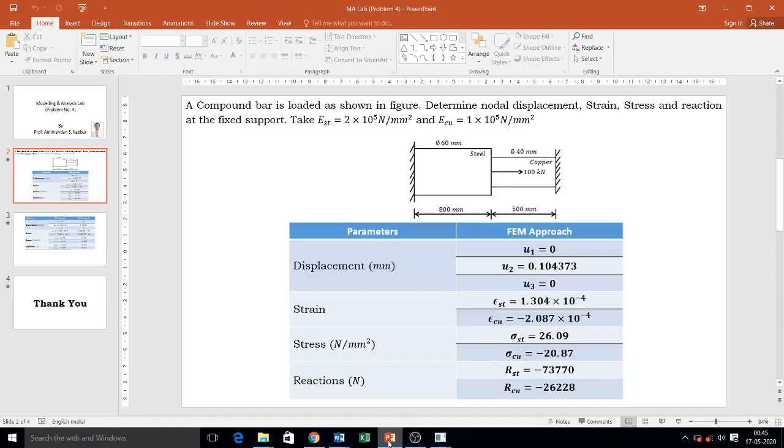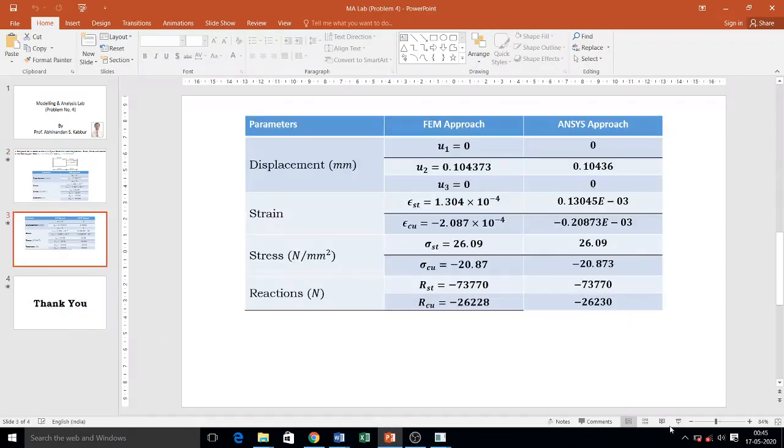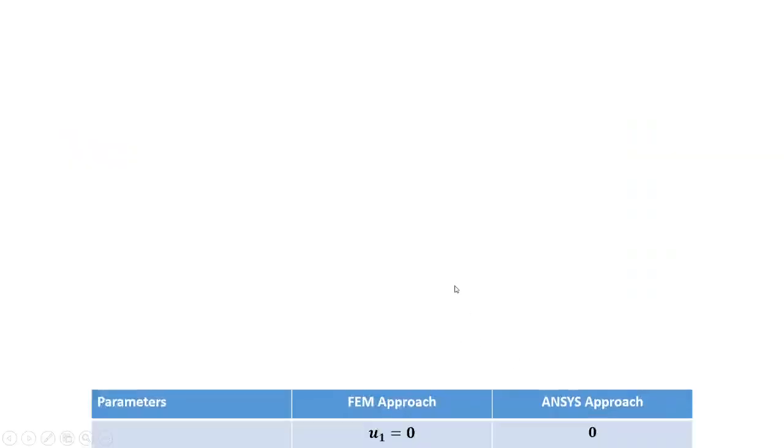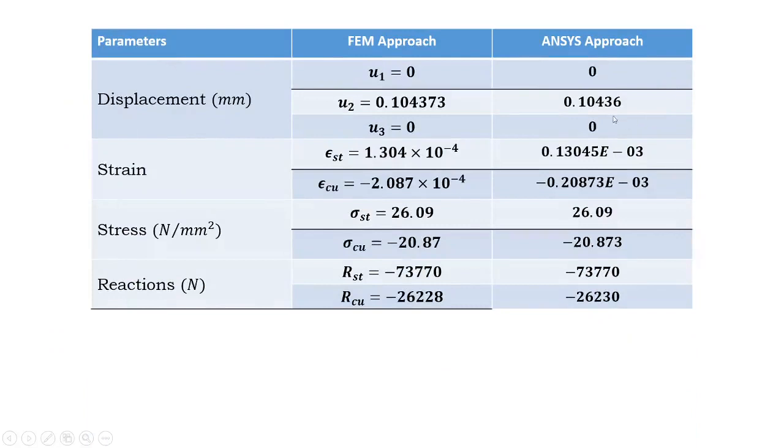Now I'll come back to my presentation. There we can compare the values. Whatever values we got with FEM, I am getting the same values with the ANSYS software. So if you compare, all the values are the same, with the sign. I get the stress as 26 in the steel, minus 20 in the copper. Even the reactions I am getting are the same values. This is how you need to solve a bar problem where both ends are fixed. Thank you.